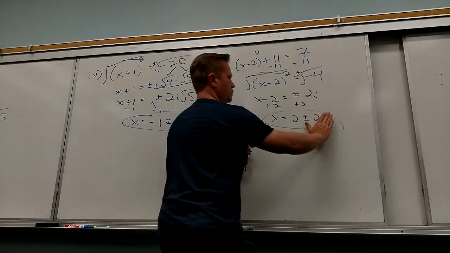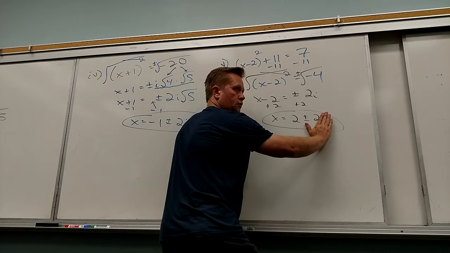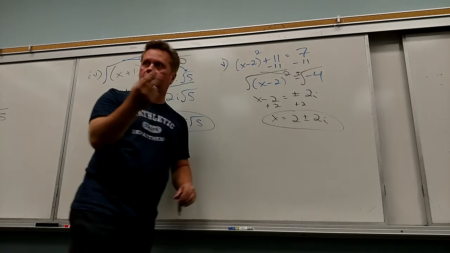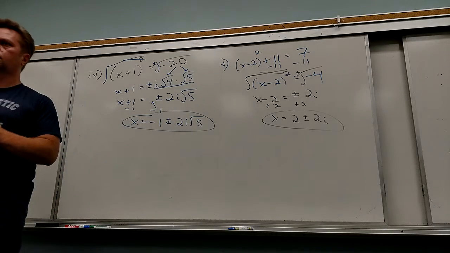If it was 2 plus or minus 2, well, then I get 2 plus 2 is 4, and 2 minus 2 is 0. 4 and 0 are my two answers. So if they were like terms, I would put them together.